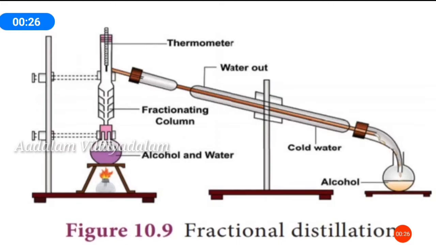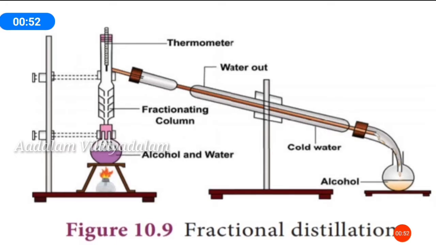Components with a higher boiling point condense on the column and return to the solution. Which component has the higher boiling point? Water. So water is returned to the solution. Then components with a lower boiling point pass through the column and are collected in the beaker, which means alcohol. Alcohol has a lower boiling point, so it is collected in the beaker. So in this way, miscible liquids, alcohol and water, can be separated.